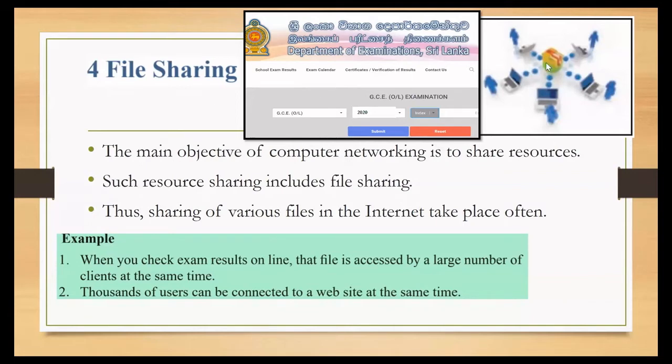So you can see this is the file sharing method, and look here, the main objective of computer networking is to share resources. So that is one of the big advantages of the internet, right? Such resource sharing includes file sharing. The sharing of various files on the internet takes place often, right? So always we are sharing many files, right?